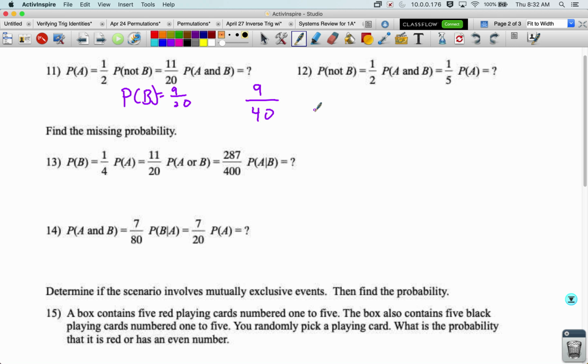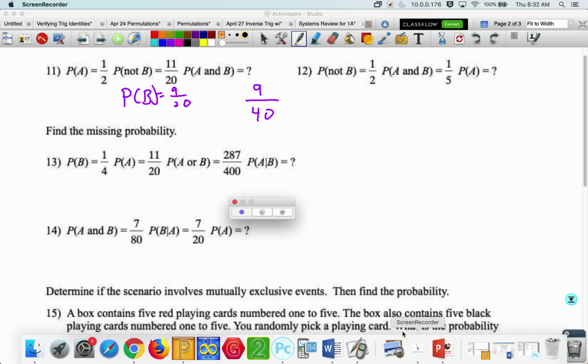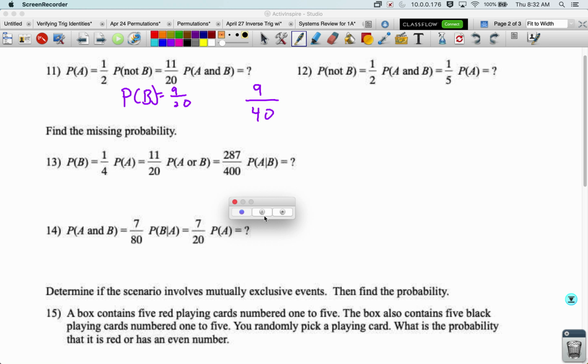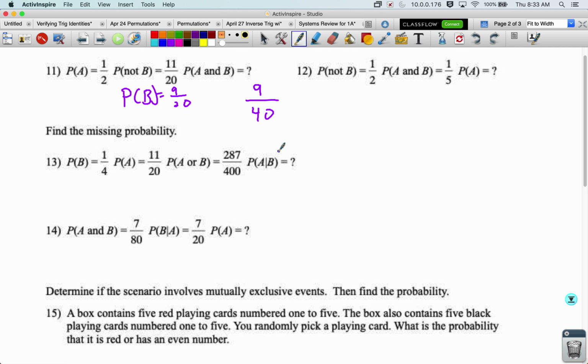Same thing here. Now we've got some OR probabilities. Let me just take another quick pause. Got a misbehaving puppy here. All right, so with some probabilities with OR. Oh, and we've got this new symbol. This is the probability of A given B.